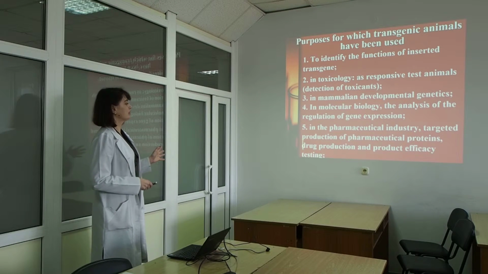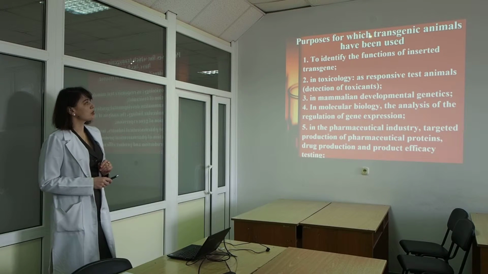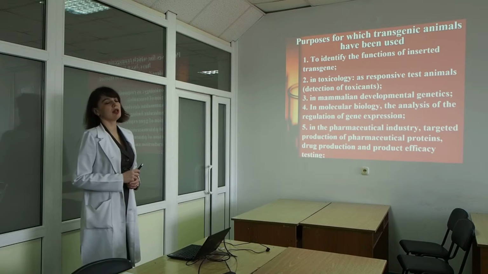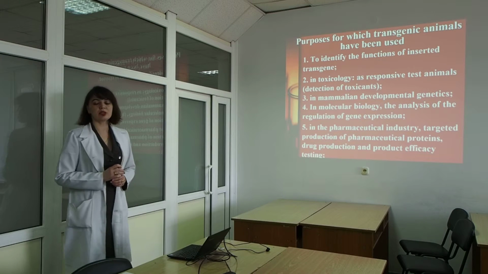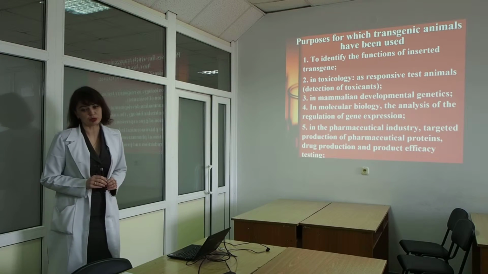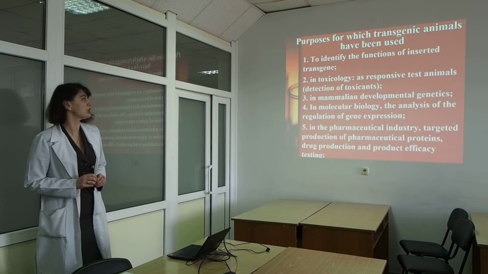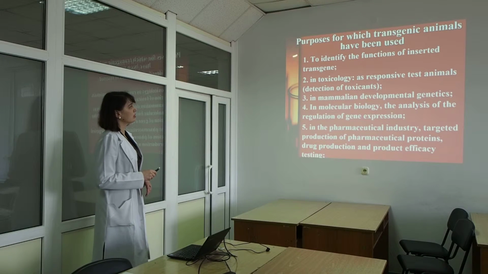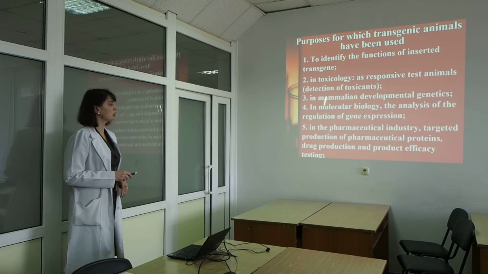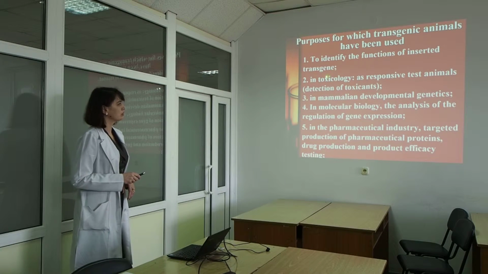And these are just a portion of the approaches or purposes for which transgenic animals have been used: to identify the function of an inserted transgene. Because if we insert some gene into the body in a non-natural location, we can see how this gene works. It can also be used in toxicology. We can write the purposes shortly. Identify the function of the transgene.